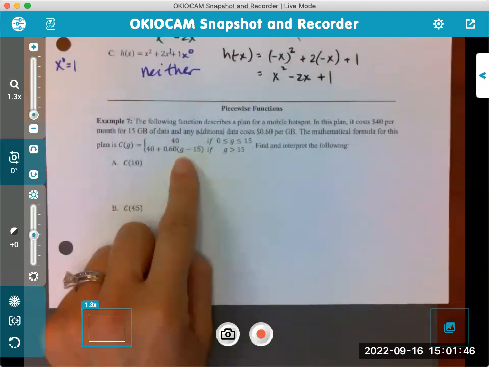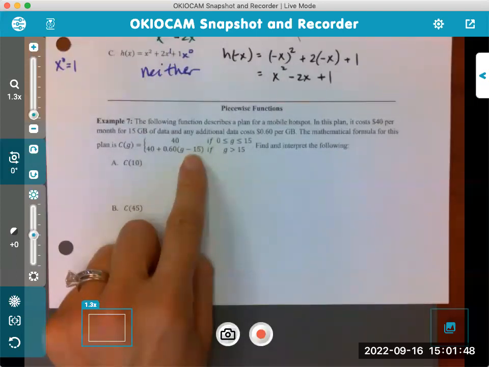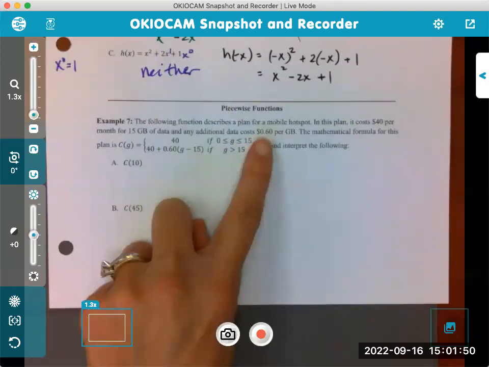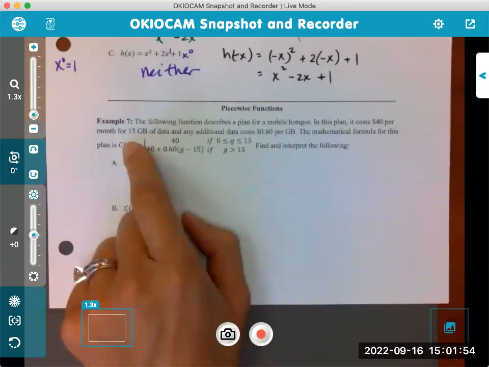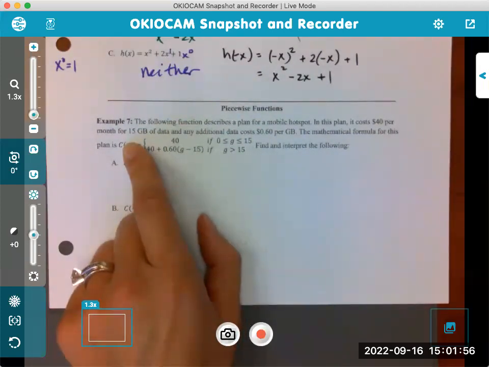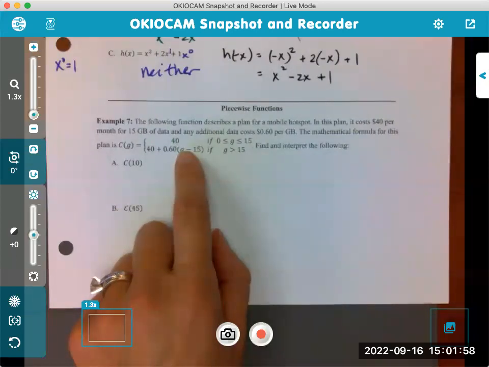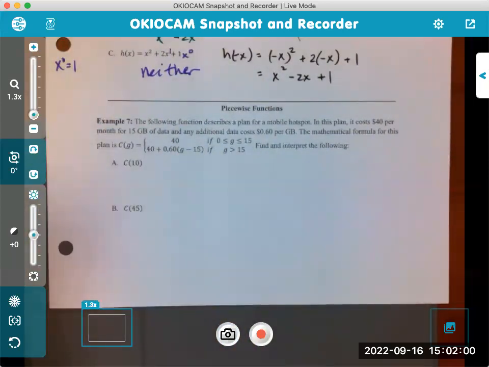So here, just so we're all on the same page, this is G minus 15 because it's 60 cents for every gigabyte you use past 15, right? So if I use 20, then you're only paying for the extra 5 gigs that you used.